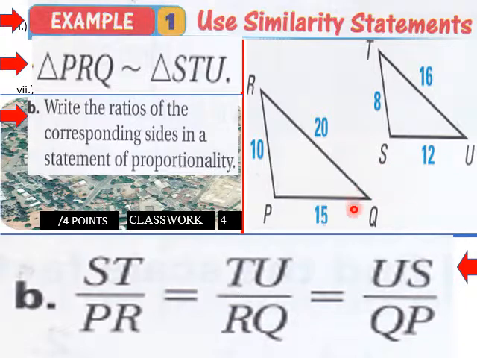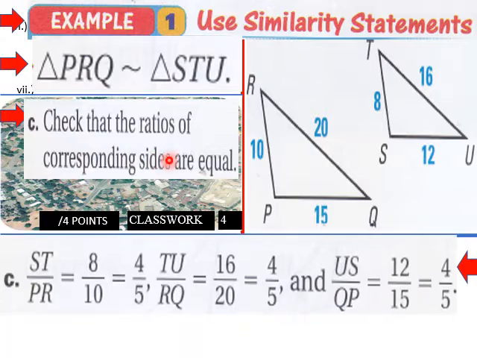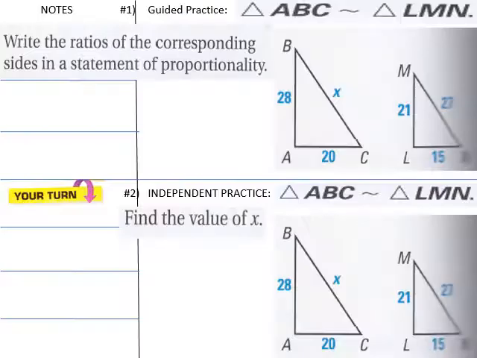That would be the corresponding sides in the statement of proportionality. This would be a statement of proportionality here. If these were all equal to each other, these triangles would be similar. Check the ratios of corresponding sides are equal. ST over PR would be 8 over 10, which is 4 over 5. So they're all 4 over 5, so they're similar. The ratios of all corresponding sides are equal to 4 over 5.